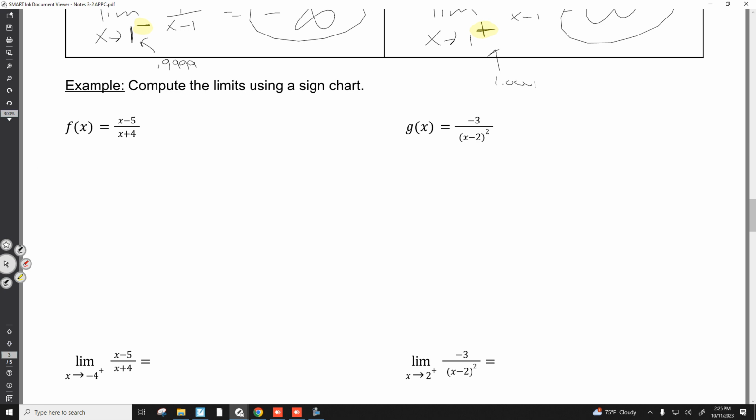If I gave you this function and said, do a sign chart for this function, go ahead, do it. Do a sign chart for x minus 5 over x plus 4, just like you did. Go. Give me the signs. You got the signs? Do you have the zeros and the VAs? Do you have a 0 and a VA? All right, well, now you can answer the question then.